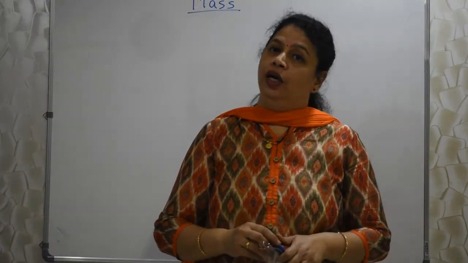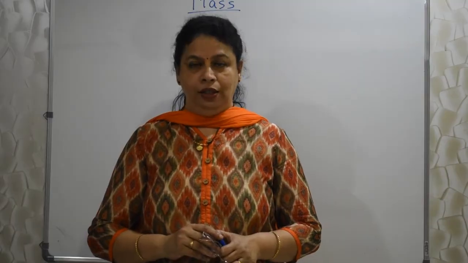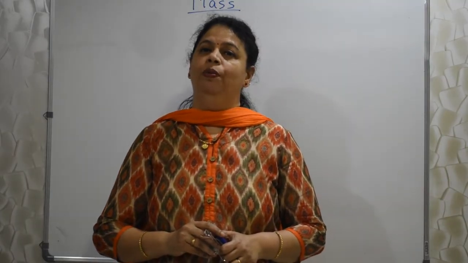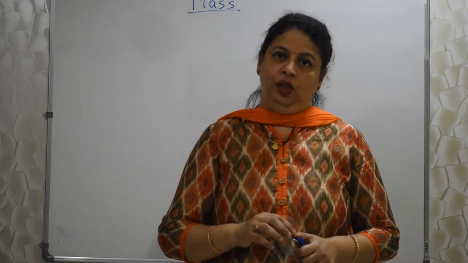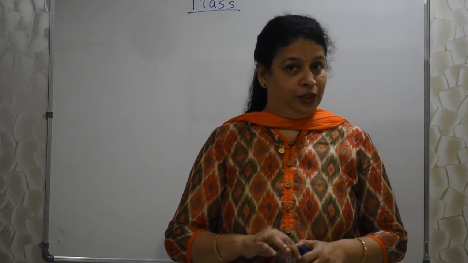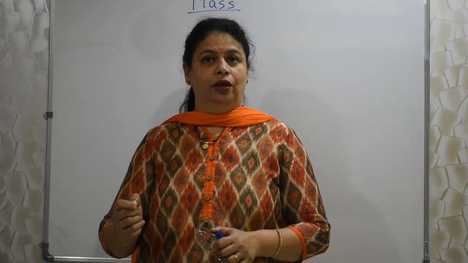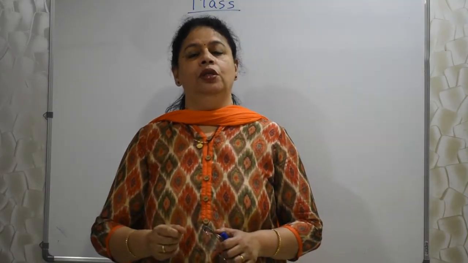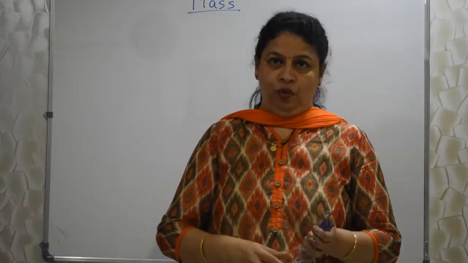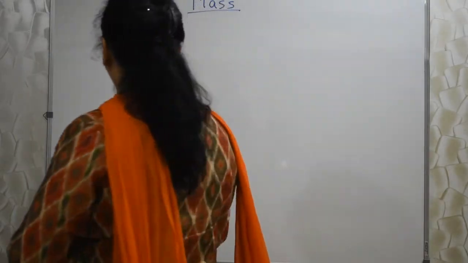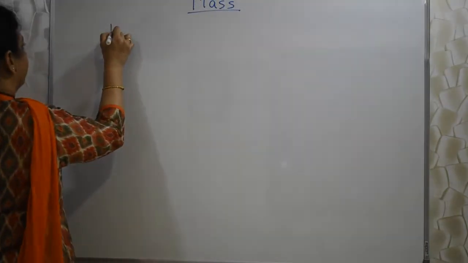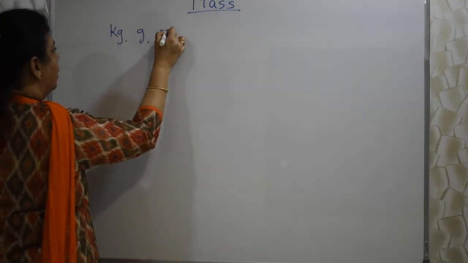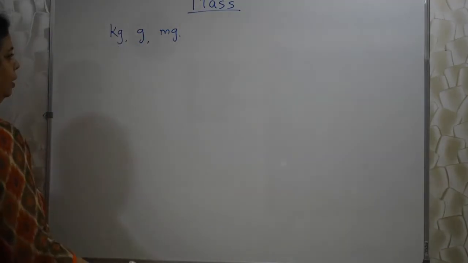So the standard unit for measuring mass is kilogram. But suppose we want to measure small things, then we use grams. And even smaller, like gold or saffron, we use milligram. So basically we have kilogram, gram and milligram, right?